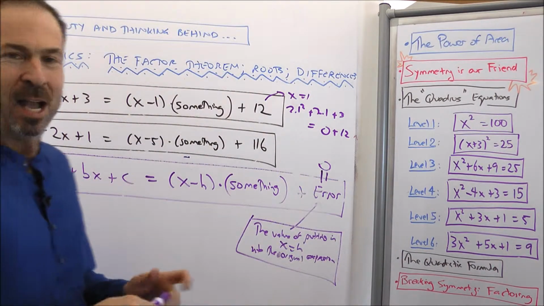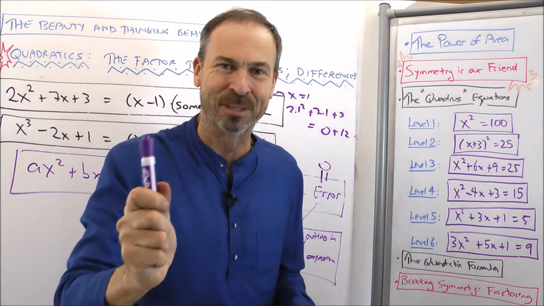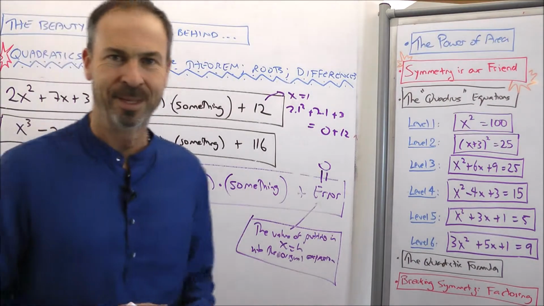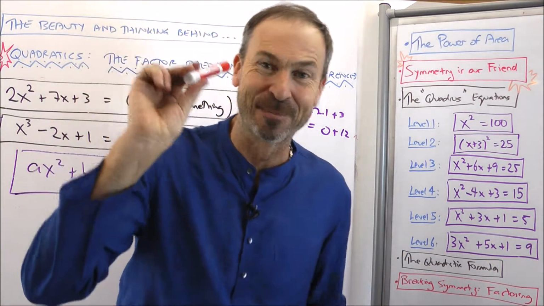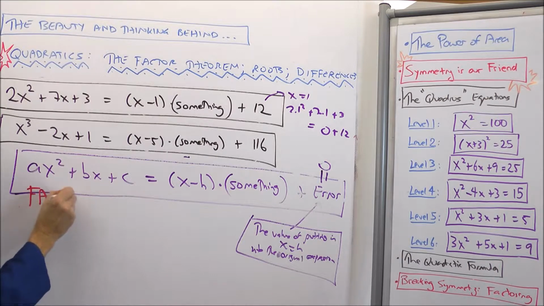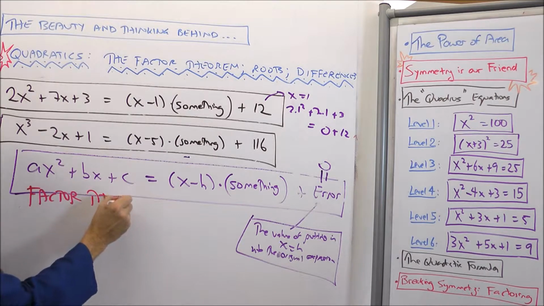So, I want to get a red pen because this red pen is very important. This is an important result. I'm going to write this in red. I'll be right back. Okay, got my red pen for this very important result. Here is the factor theorem.